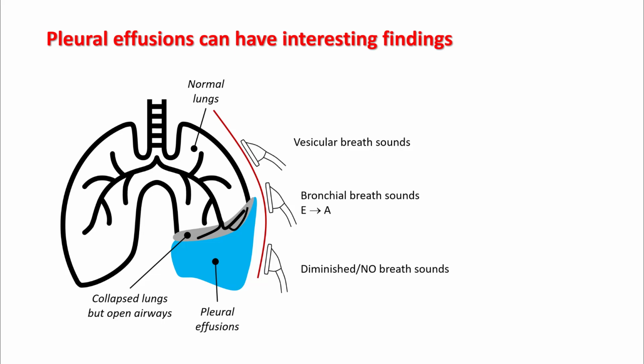When you auscultate a patient with pleural effusion, you should be able to hear normal vesicular breath sounds in non-affected areas. At the apex of your pleural effusion, there is a collapsed lung with open airways, so you might be able to hear bronchial breath sounds in this area and egophony. Below this area, there will be diminished or no breath sounds.